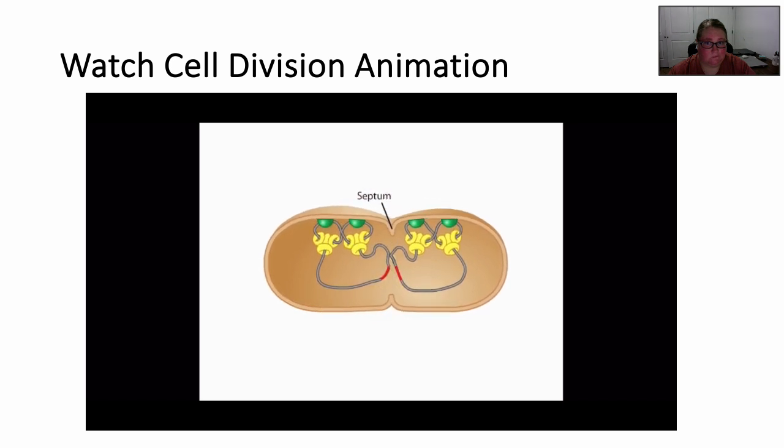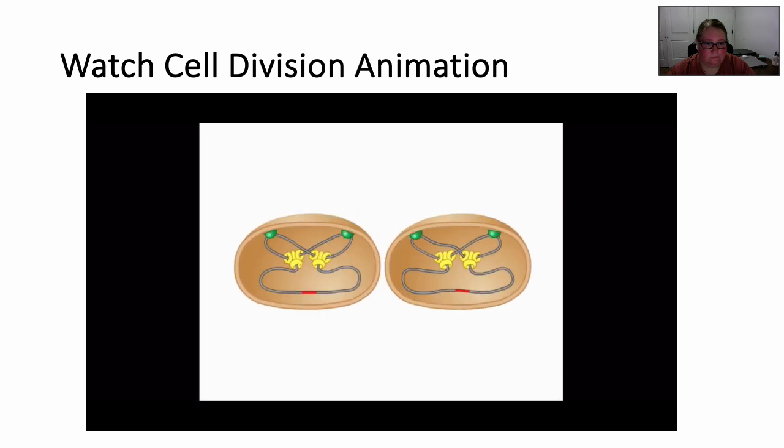The septum grows inward from the sides of the cell, at last constricting and sealing off the two daughter cells in a process called septation. Envelope extension and septation require rapid biosynthesis of all envelope components, including membranes and cell wall.